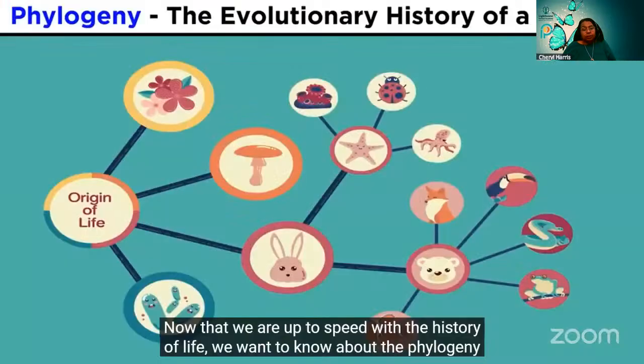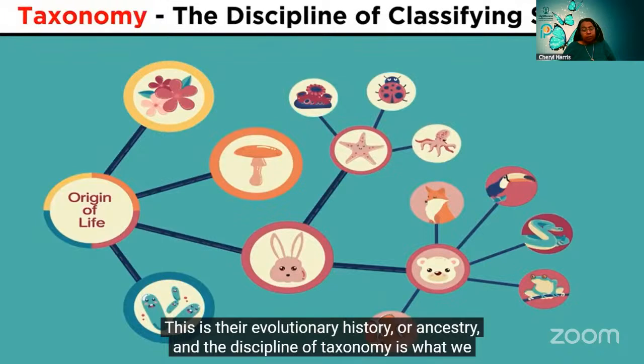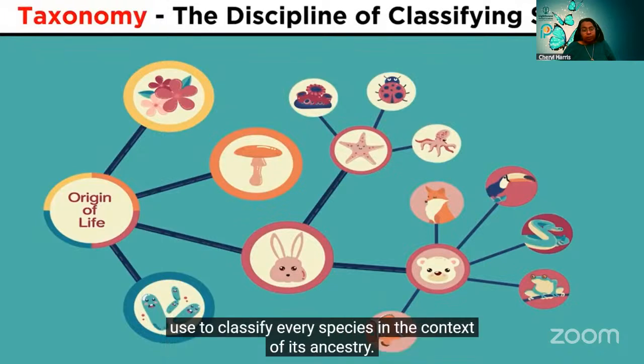Now that we are up to speed with the history of life, we want to know about the phylogeny of various species. This is their evolutionary history or ancestry, and the discipline of taxonomy is what we use to classify every species in the context of its ancestry.